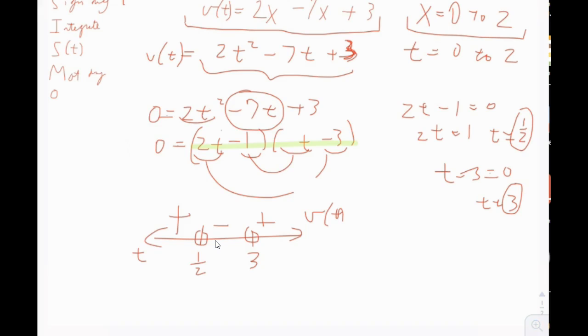That was the first step. Next step, integrate. So now we're going to integrate our velocity function, which is that, and then we're going to get the s of t function.